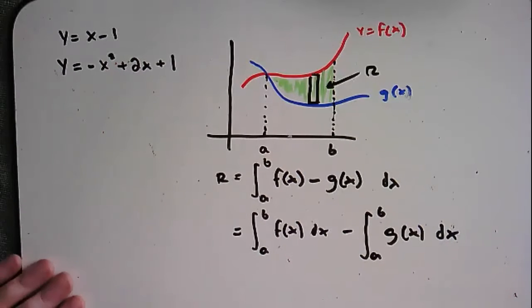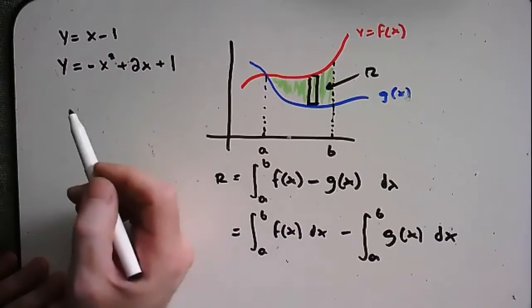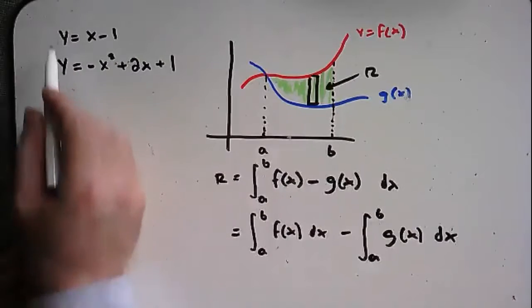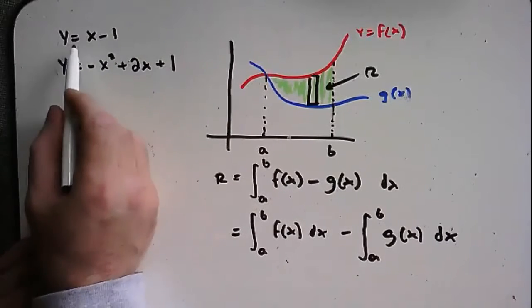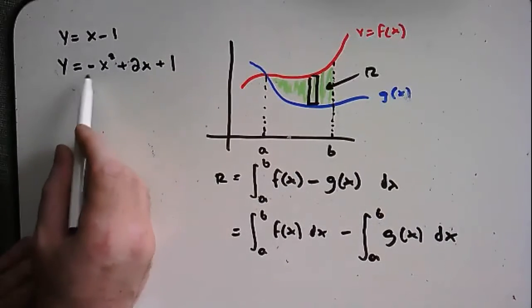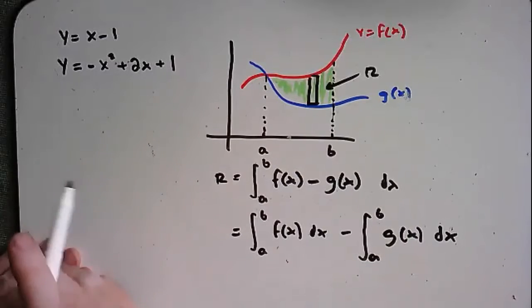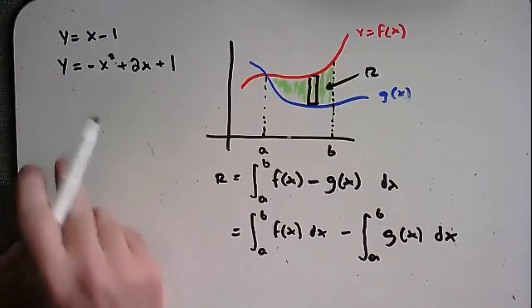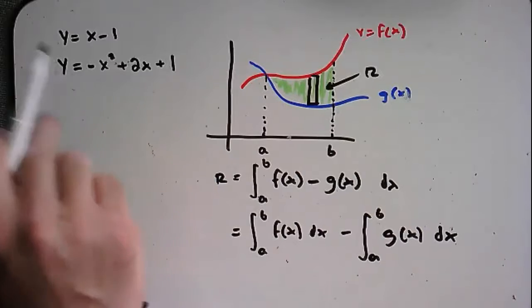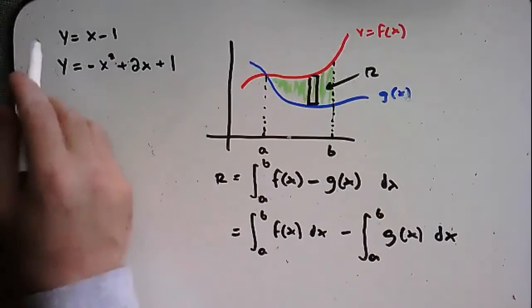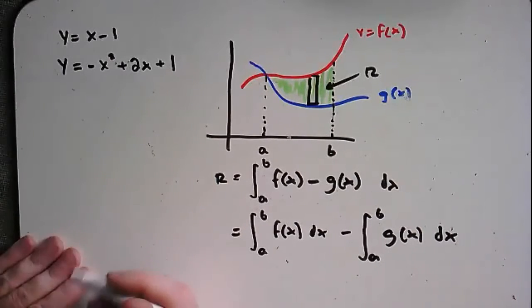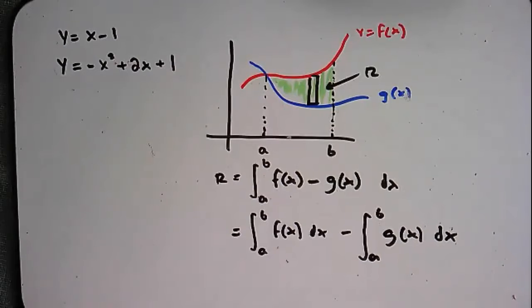Okay, so what I want to do as an example here is find the area between these two curves. So y equals x minus 1 and y equals negative x squared plus 2x plus 1. Now you're not supposed to know exactly what these look like, but you can probably figure out the second curve is a downward opening parabola. The upper one is a line of slope 1. We don't have to be able to graph it in order to find the area between the curves.